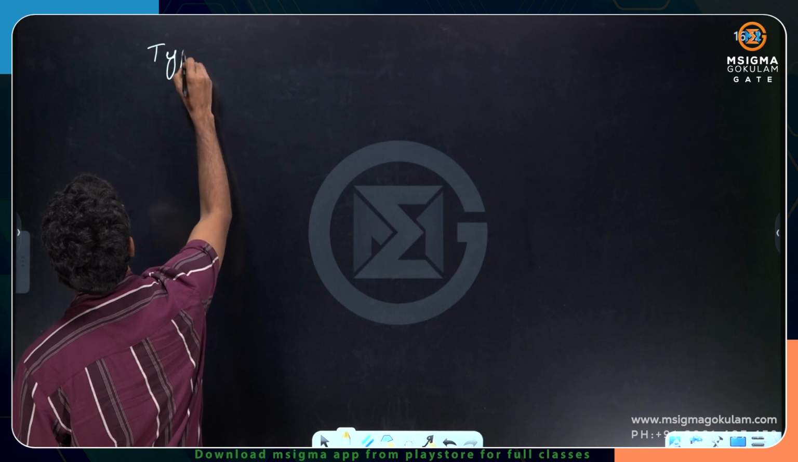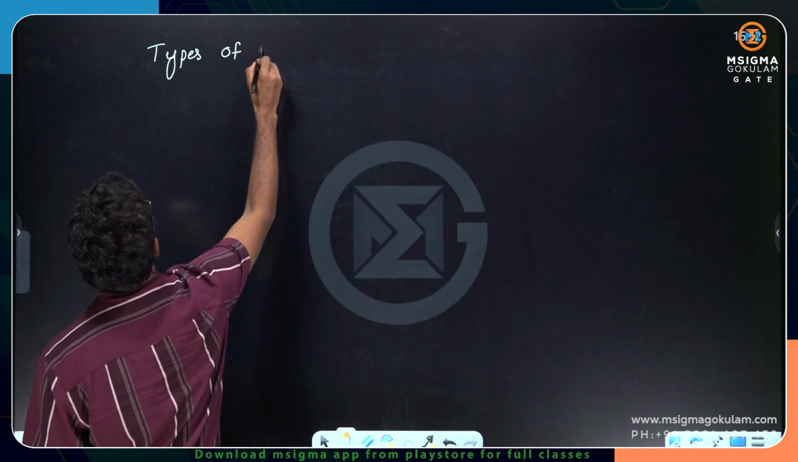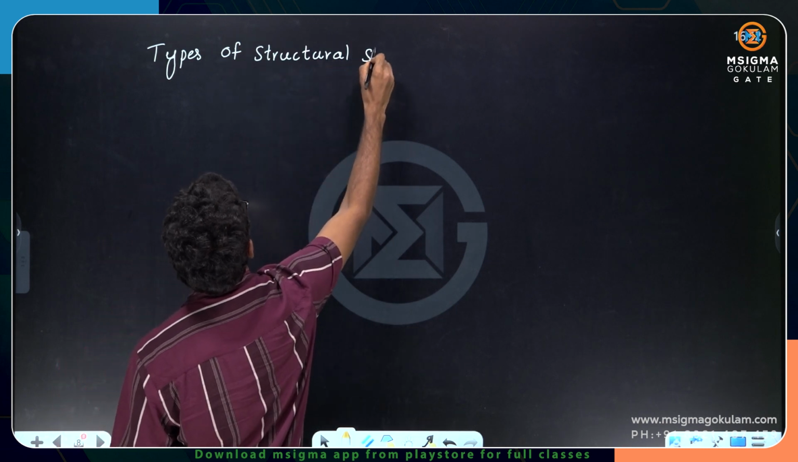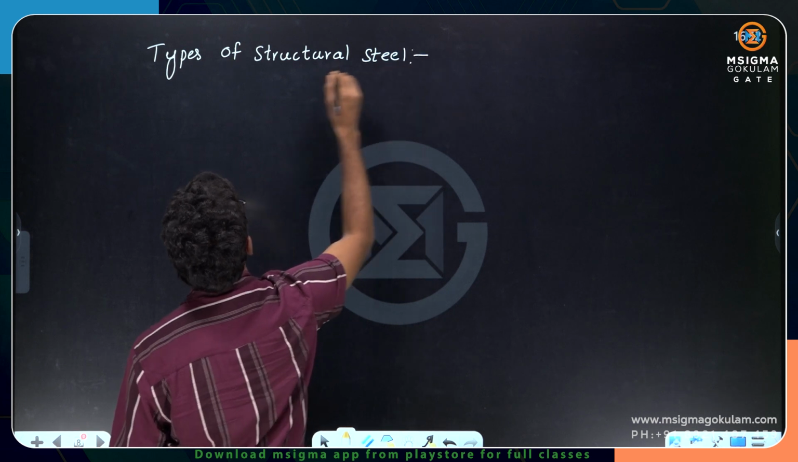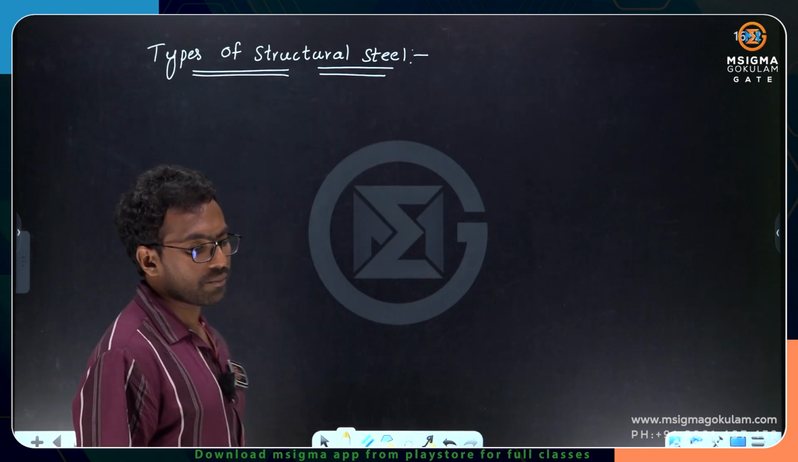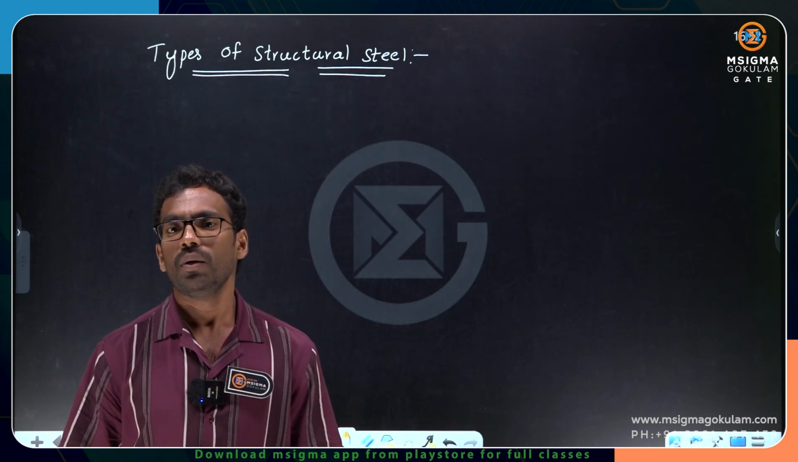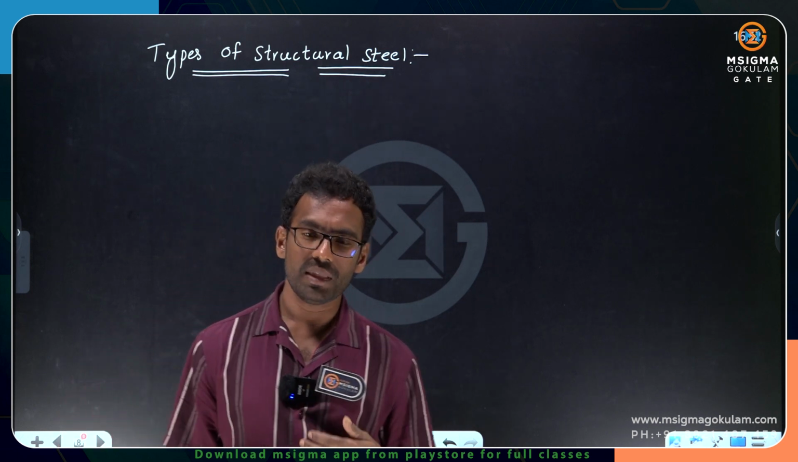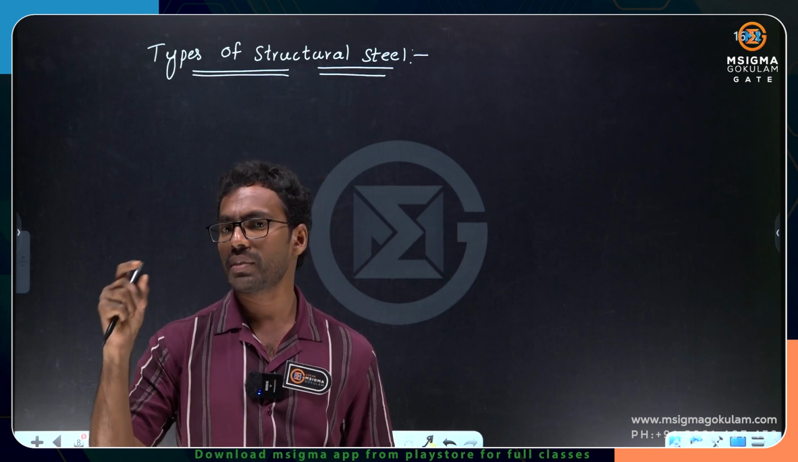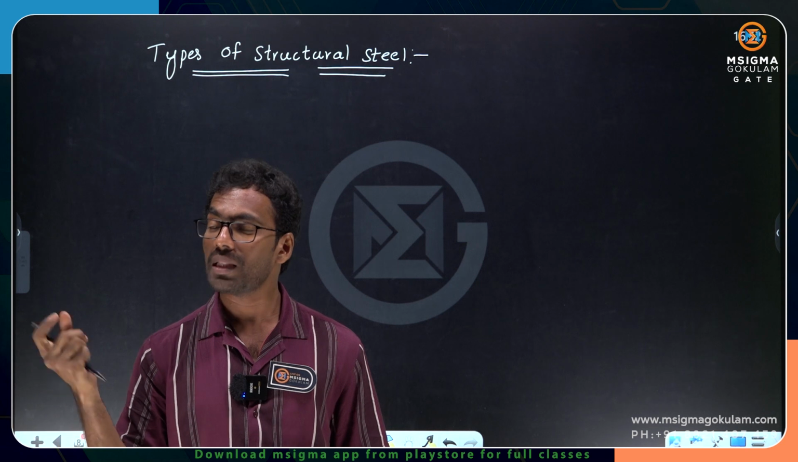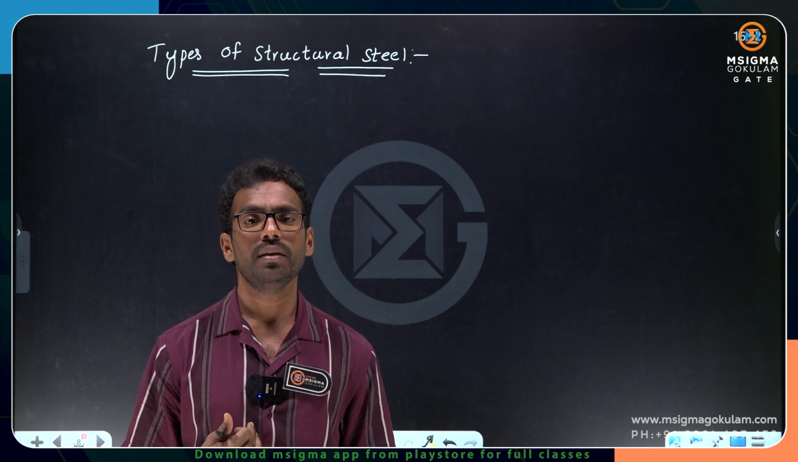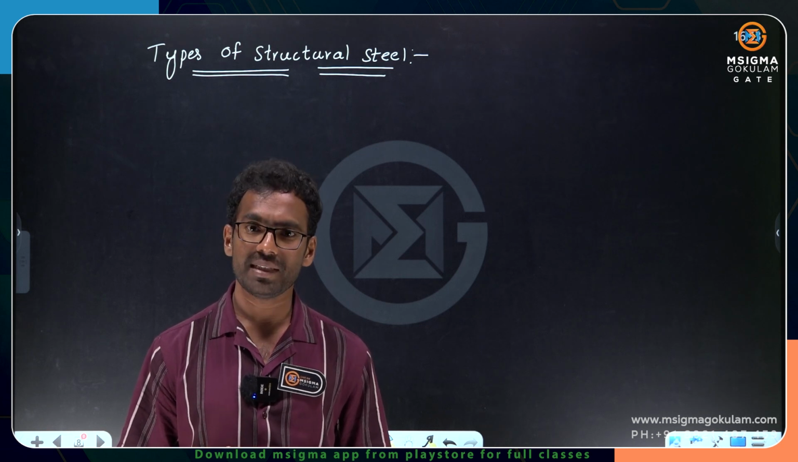Types of structural steel. So what are the different types of structural steels? What are the grades, otherwise we can say? If you understand reinforced cement concrete design properly, what are the different types of reinforcing steel? What is the meaning of different types of reinforcing steel? We can use different types of steel for construction of RCC structures. What are the steels that we are going to use for RCC structures? Very simple. We have mild steel, we have HYSD steel, we have TMT steel, etc.